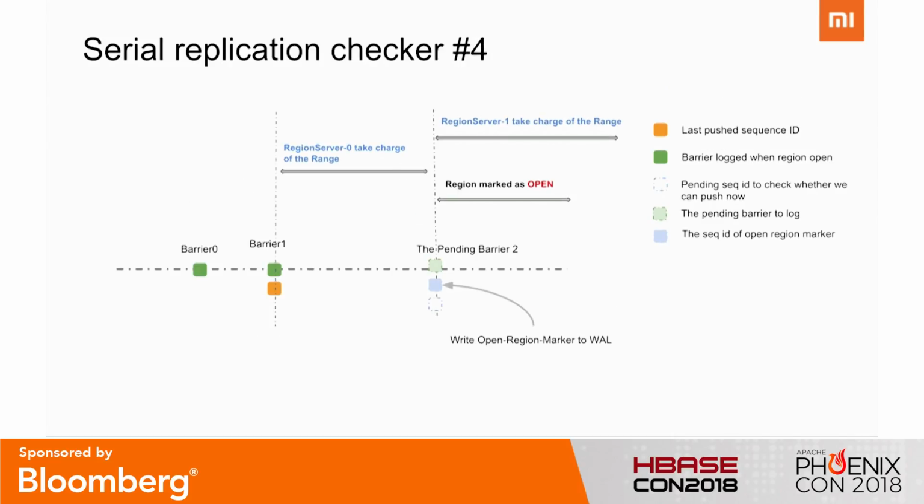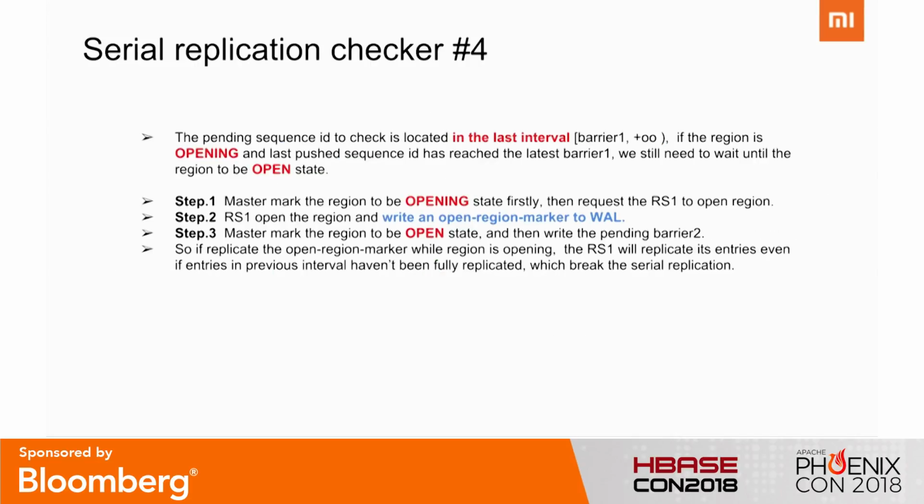Another corner case: the pending sequence ID to check is located in the last interval of the barriers, and the region is marked as opening. In this case, we need to wait until the region is marked as open, because if the region server replicates the open region marker to the peer cluster, then it will break the serial replication.